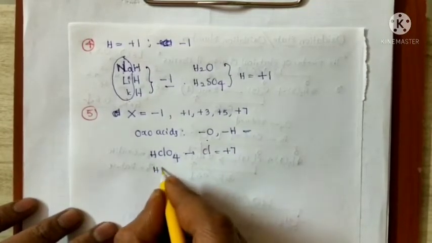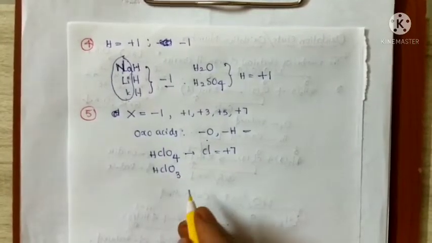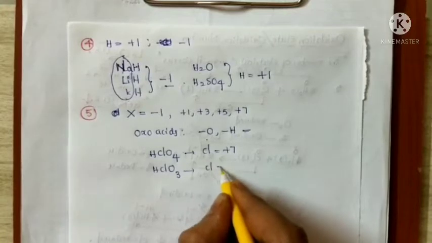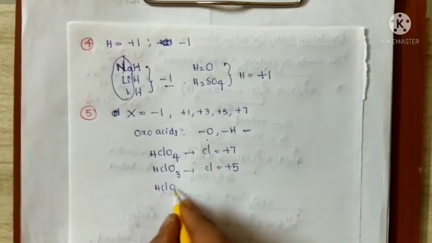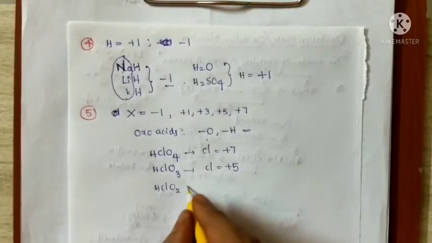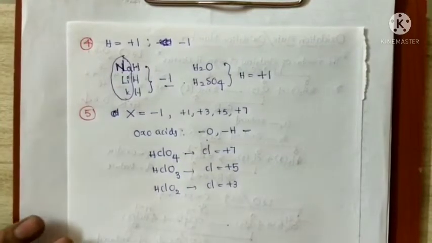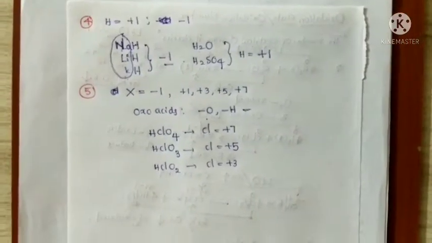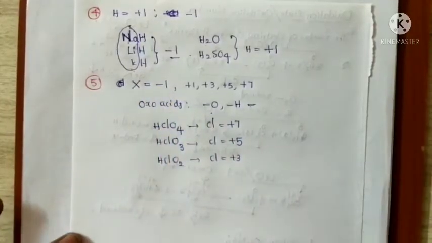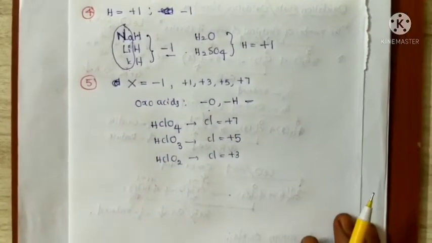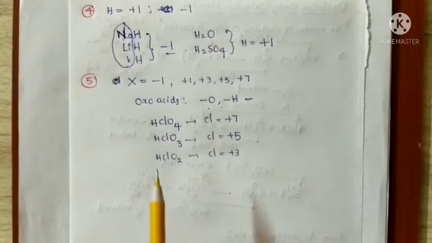Next, HClO3. In this, the chlorine oxidation state is +5. HClO2: in this, the chlorine oxidation state is +3. You will study this at a higher level. Just see here that a halogen can also exhibit different oxidation states, depending upon the other element combined with the halogen.